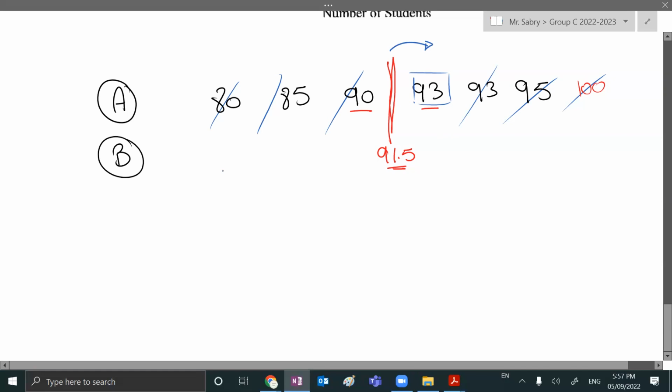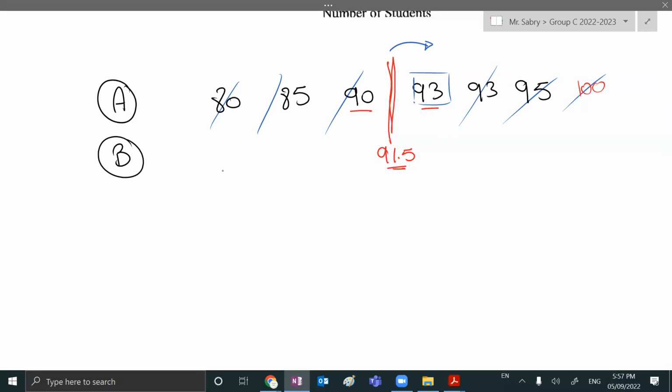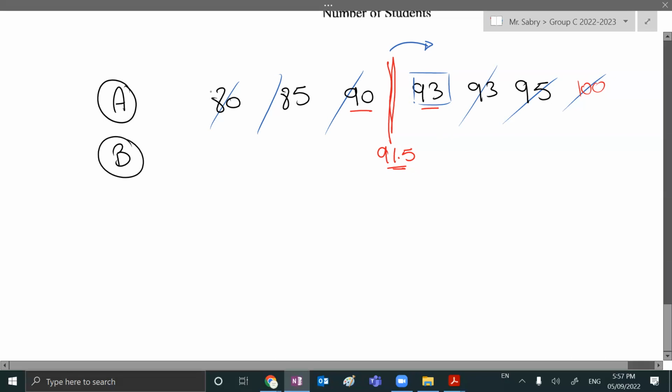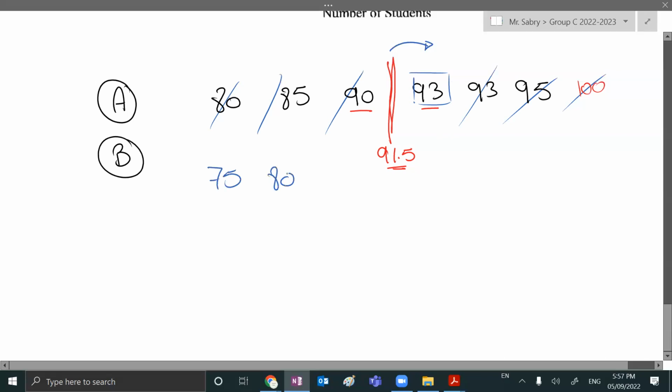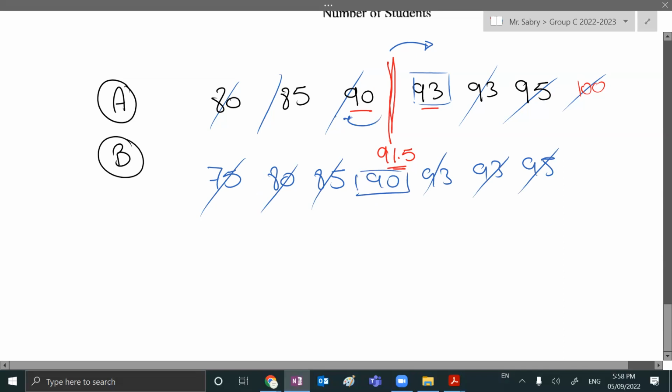It will become bigger. But if I added a number that's smaller than the median, it will go the other way. How? Check this one. If I added, let's say, 75, and then 80, 85, 90, 93, 93, 95, and 100. One from here, one from there, one from here, one from there. It's now 90. It became smaller than the previous one. So if I added a number that's smaller than the median, it gets smaller.